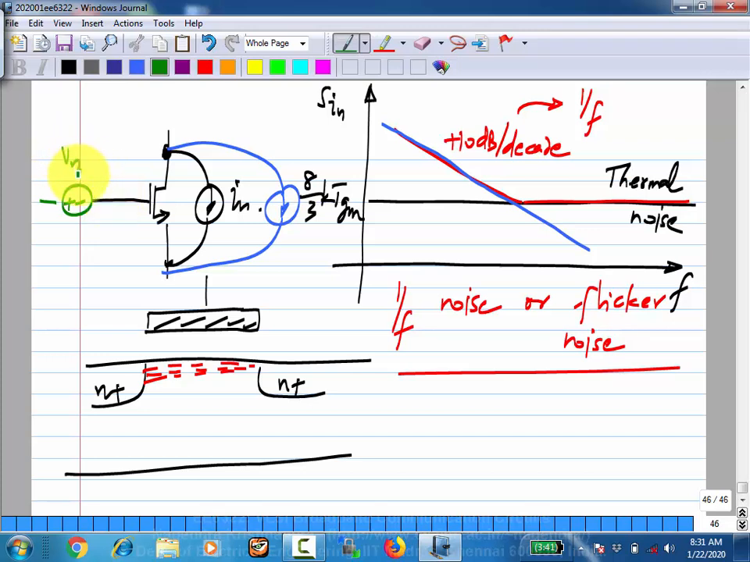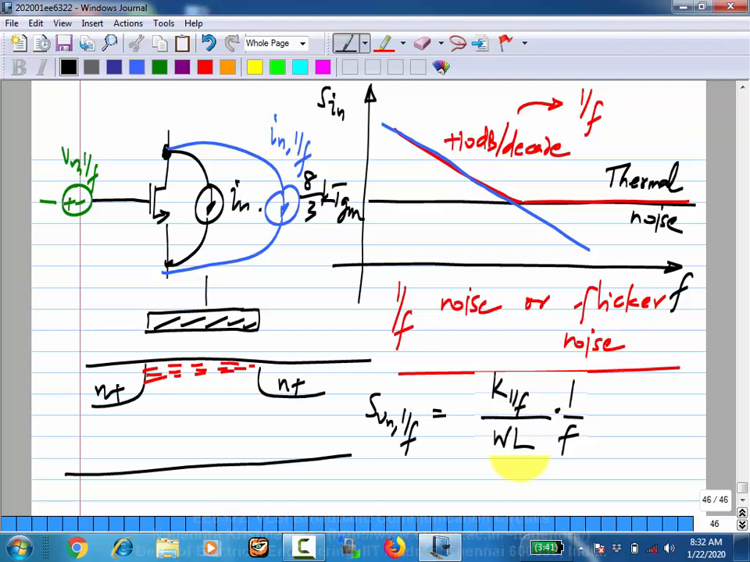Essentially you have to use one of these things, of course, not both. If you refer it as a voltage in series with the gate, it turns out that quantity is basically independent of the bias condition of the transistor. It will be some constant, I will call it K_1/f, divided by WL. It is inversely proportional to the area. Intuitively, why it is inversely proportional to the area is if the gate area is large, you will have a larger number of traps, and then the trapping of some will average with the detrapping of something else, and overall the effect reduces in a relative sense.